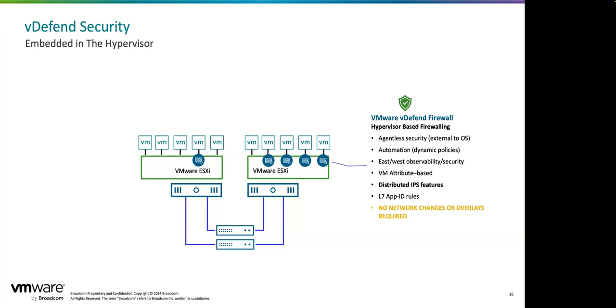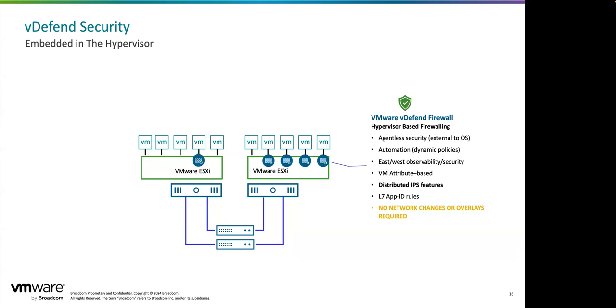There is automation capability to create dynamic policies. There's really strong east-west observability and security. It is virtual machine attribute based if that's how you want to design. It includes a distributed IPS feature and has layer 7 app ID rules. So we're not talking about just the abstraction of a firewall. There's really nothing special about the abstraction of a firewall.